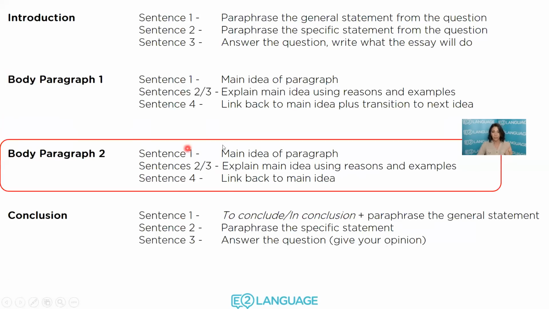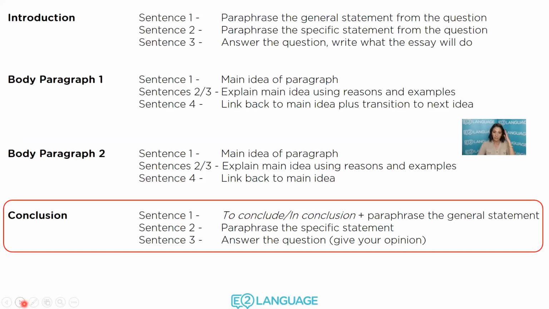The next one is going to be the second main idea. So the second reason why I agree that technology is harmful to children is because, what was the example? Is because it makes them antisocial. Then you would explain, how can technology make children antisocial? Give examples, and then reiterate your main idea again.